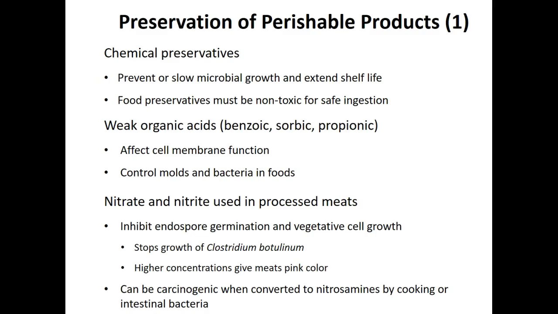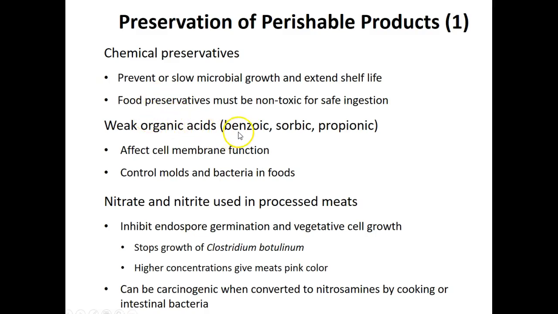Lastly, here we have the preservation of perishable products. A number of different ways to try and preserve perishable products. We've even mentioned some already, such as pasteurization, but that was more of a physical form, obviously. So when it comes to chemicals, you do have chemical preservatives. They usually prevent or slow the growth of microbes and therefore extend the shelf life. Key thing though is that they have to be non-toxic and safe for ingestion, and that's dependent upon what authors you read, so somewhat debatable.